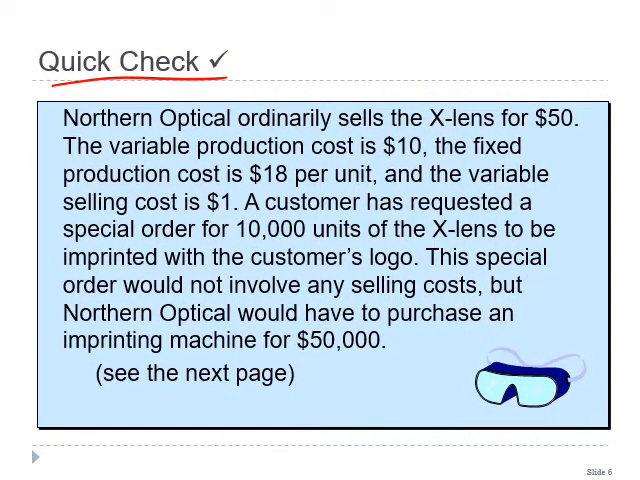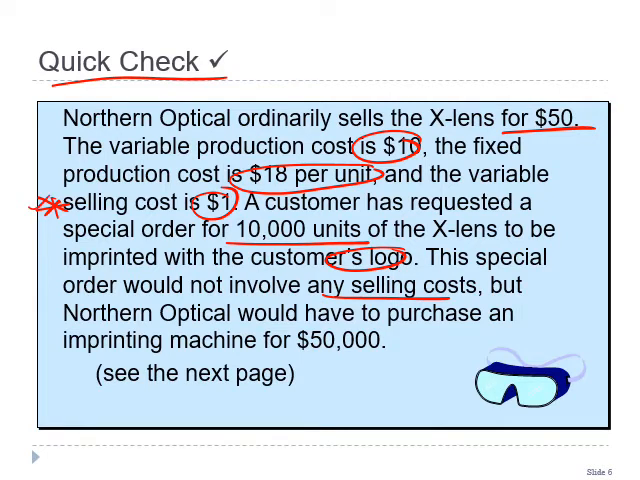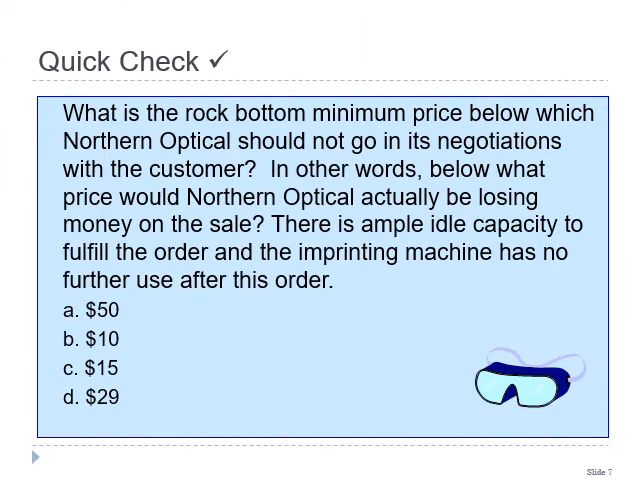So here's a very nice quick check. Northern Optical ordinarily sells the X lens for $50. The variable production cost is 10. The fixed cost is 18 per unit, and the variable selling cost is $1. A customer has requested a special order of 10,000 units of the X lens to be imprinted with the customer's logo. This special order would not involve any selling cost, which means you will not be incurring this cost, you will be saving it. Plus you have to buy additional equipment that costs $50,000 to imprint their logo. Let's move further to complete this question.